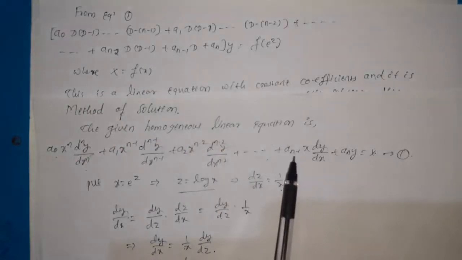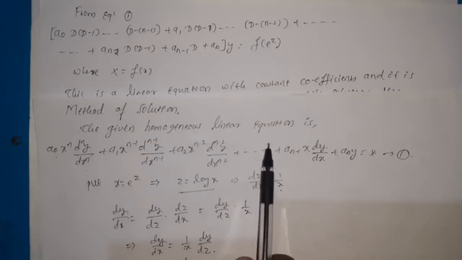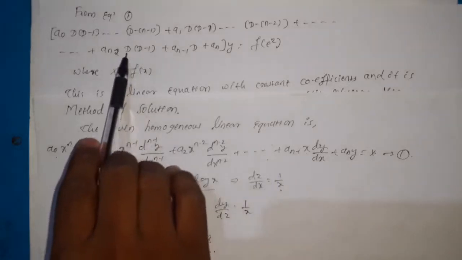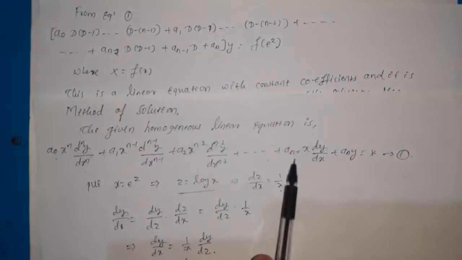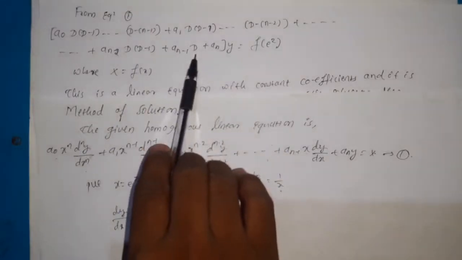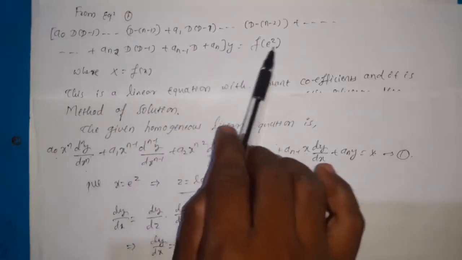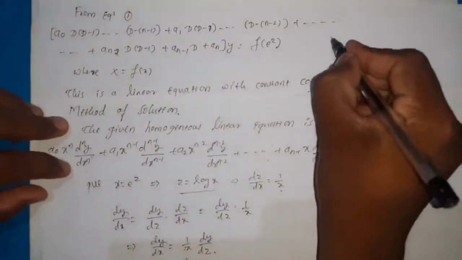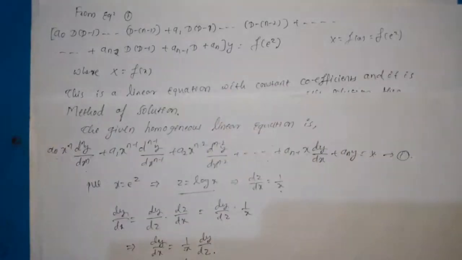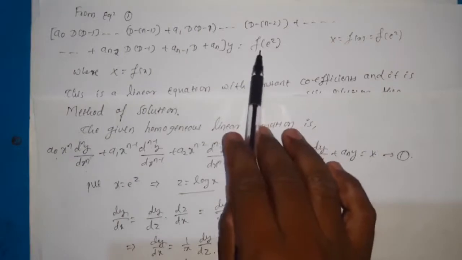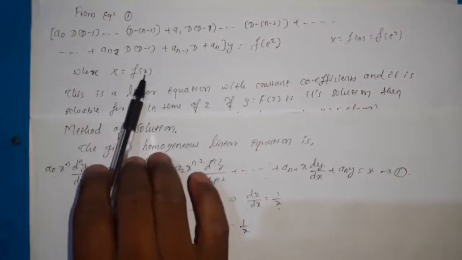Here I told that the previous term, that is a(n-2) x^2 d^2 y/dx^2, is nothing but a(n-2) D(D-1), plus a(n-1) D, and a(n). We have written y common for all the terms, equal to F of e^z, because here capital X equals f of x and we have substituted x equal to e^z. So that becomes F of e^z, where X is capital F of x.